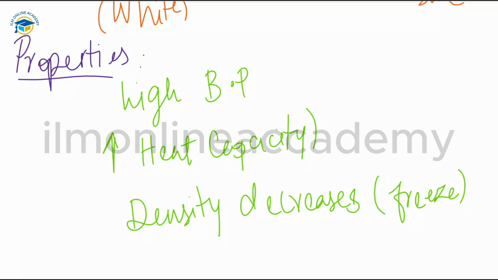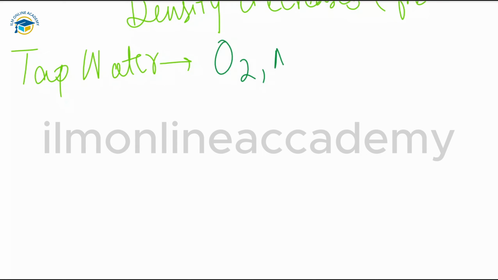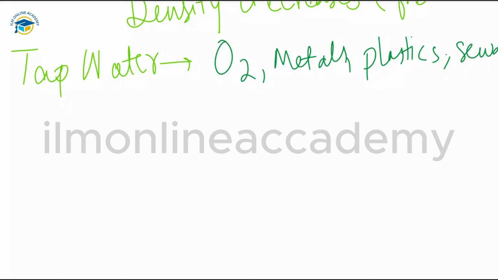If we talk about water pollution and its treatment, water from natural sources and tap water can have impurities. Tap water often contains some substances, like oxygen, metals, plastics, sewage, and any harmful germs that might be in the tap water. So we need to make sure water is clean and safe.